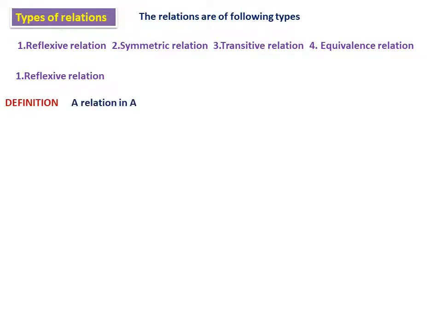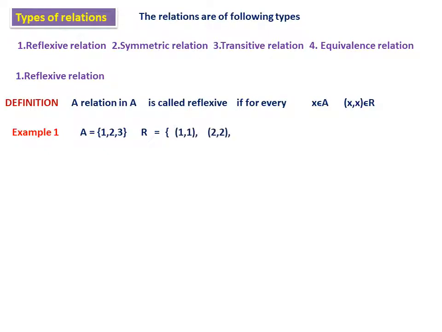The definition is this: a relation R in A is called reflexive if for every x belonging to A, (x, x) belongs to R. So this is the definition. Let me clarify this with an example. Say, let us take A equal to {1, 2, 3} and R equal to {(1, 1), (2, 2), (3, 3), (1, 2)}. What we need is a subset of A cross A. So R is a subset of A cross A.